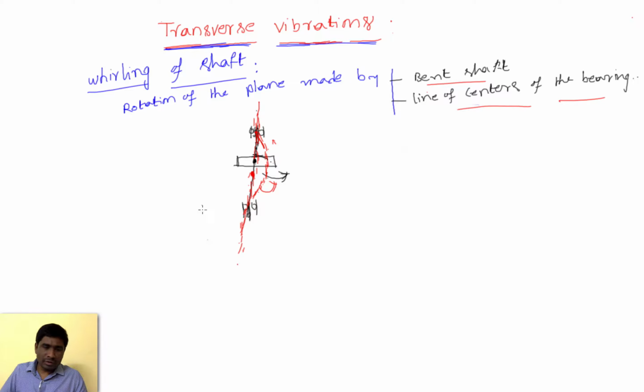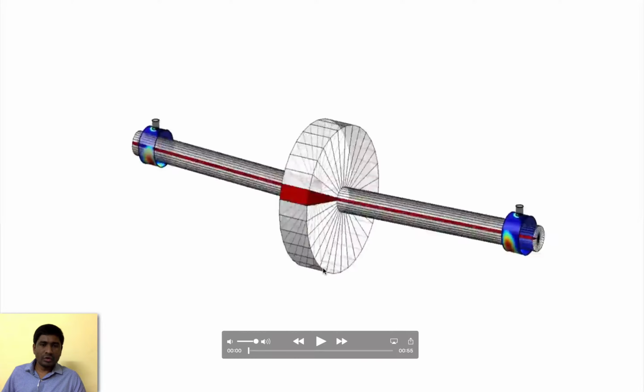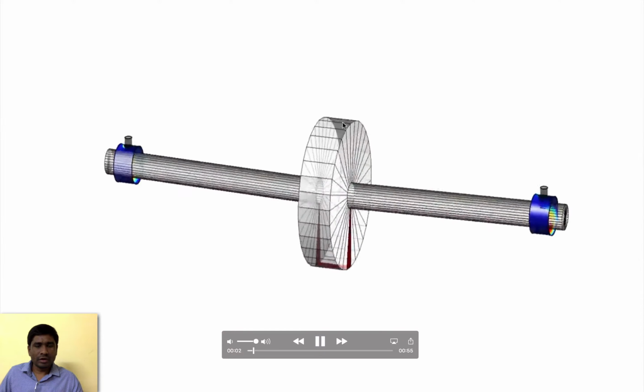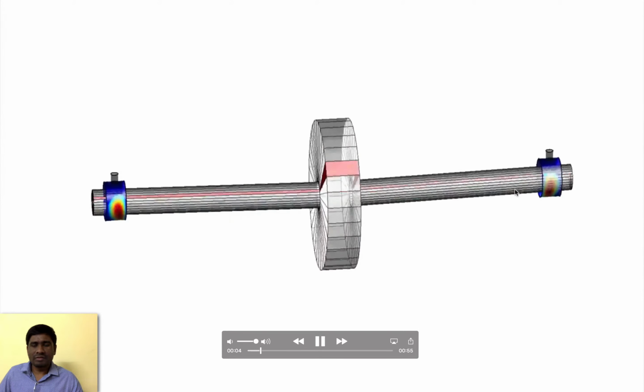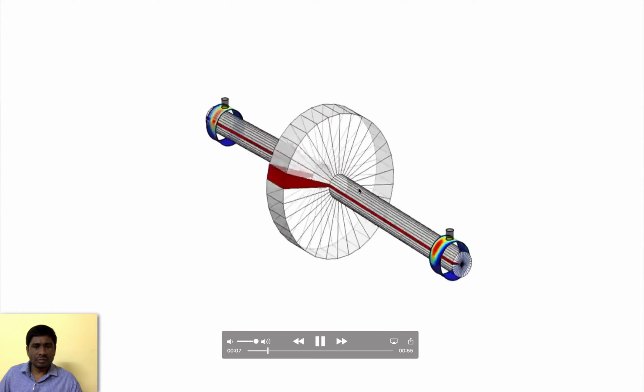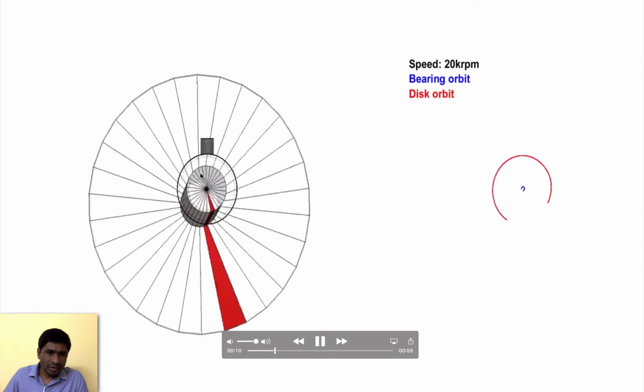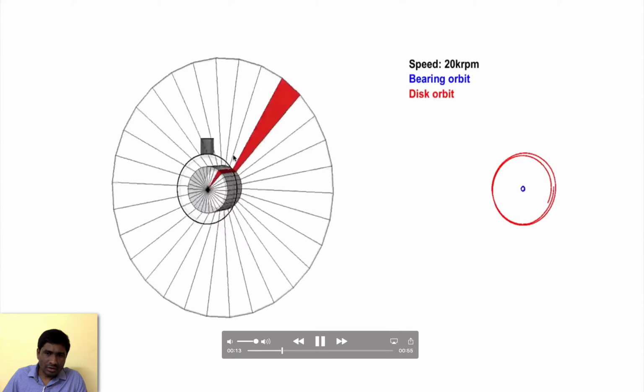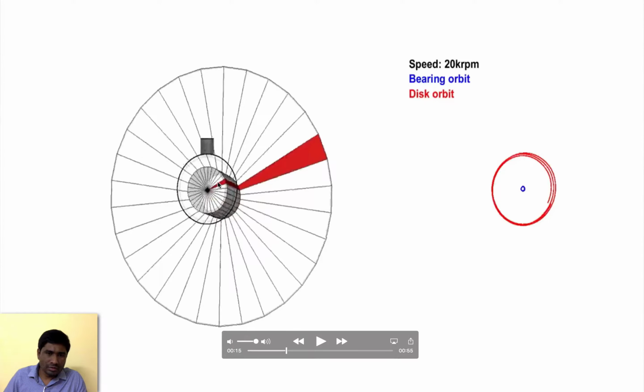Actually, this animation is prepared by TM Institute of Applied Mechanics and uploaded on YouTube. In this video, they marked the plane in red color. They considered the plane along this red color, and it is rotating initially like this. The shaft is bent here, so what happens? If you observe, the shaft is rotating like this. If you consider the shaft itself as a body, it is also rotating about this axis, which is the line joining the two bearings.